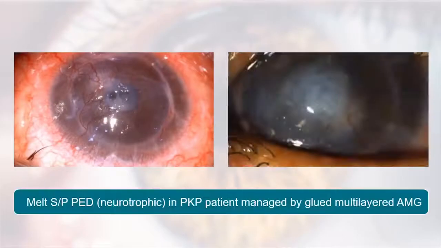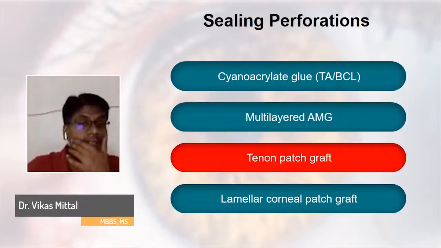So this is again one of the patients who has undergone this, and this patient had undergone tarsorrhaphy as well. Again, for neurotrophic corneas, tarsorrhaphy works like magic. So you can see the nicely healed perforation using multi-layered amniotic membrane grafting. Third is tenon patch graft.